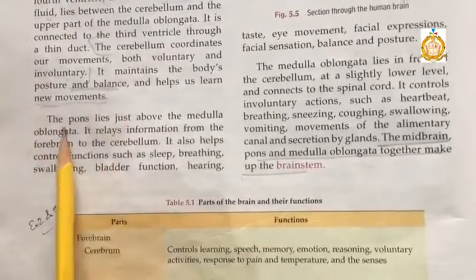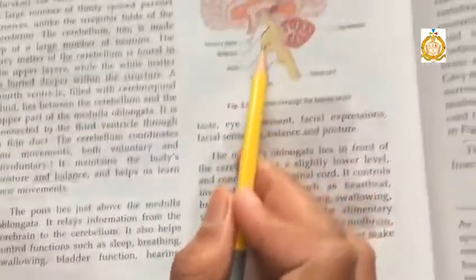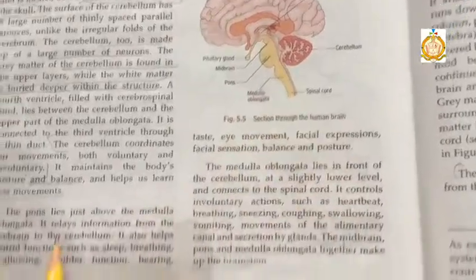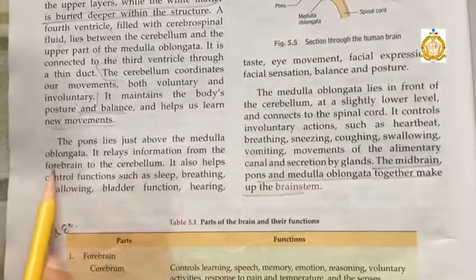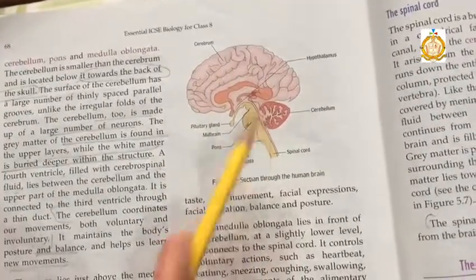The pons lies above the medulla oblongata. It relays the information from the forebrain to the cerebellum. It is relaying the information from the forebrain part to the cerebellum part.